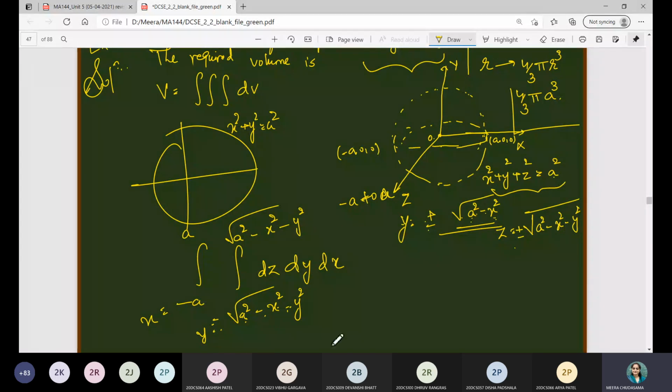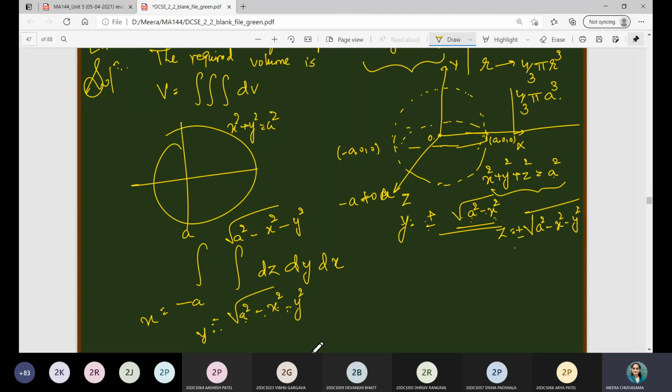Let me know, is this point clear to everyone? Please raise your hand if the limits, how we have decided them in the context of the sphere, are clear. If any one of you has any question, then you can raise it right now. Okay, fine, very good. So let us solve this example.